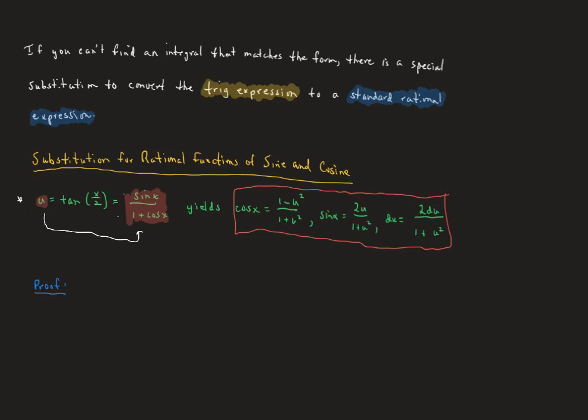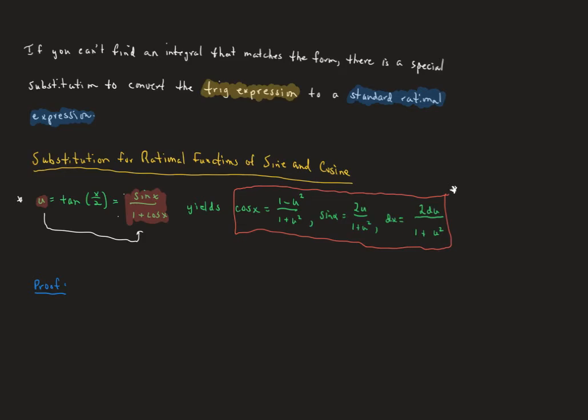So if we start with that substitution, then we can get to cosine x is equal to 1 minus u squared over 1 plus u squared. Sine x is 2u over 1 plus u squared, and the dx becomes 2 du over 1 plus u squared. So you can try this special substitution, and that will hopefully turn that integral that had sines and cosines that just didn't match anything into something that doesn't have any sines or cosines at all, and will just match some other formula that we can then actually do.